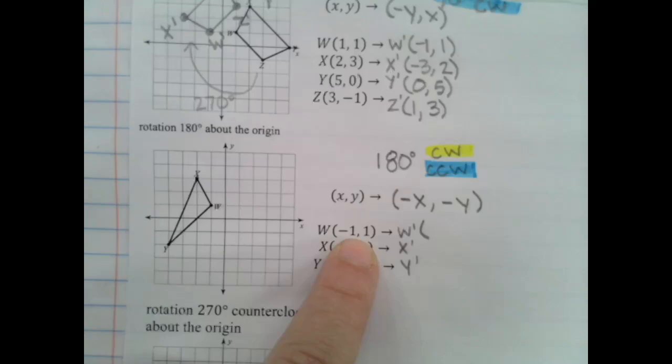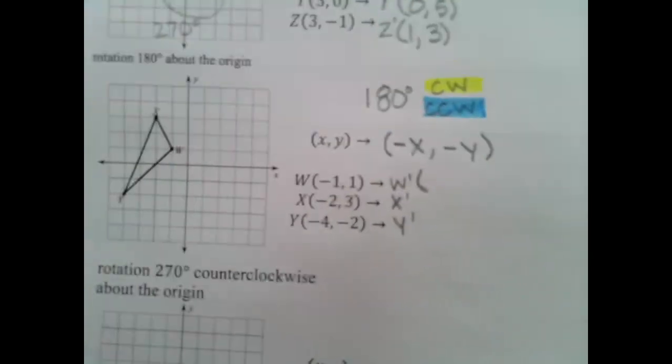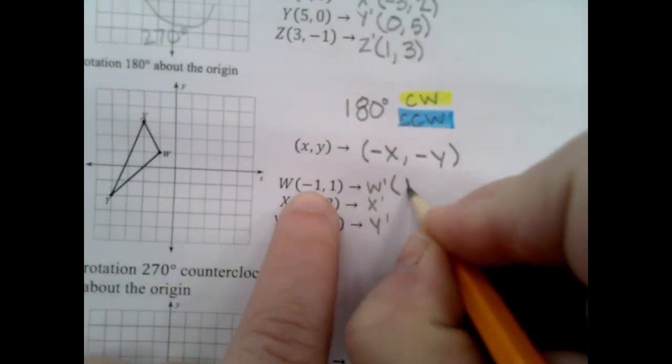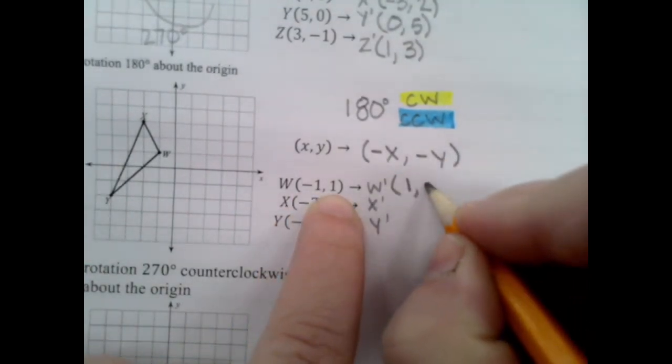All right, so for W prime, we had negative 1, 1. So what's the opposite of negative 1? 1. Opposite of positive 1? Negative 1.